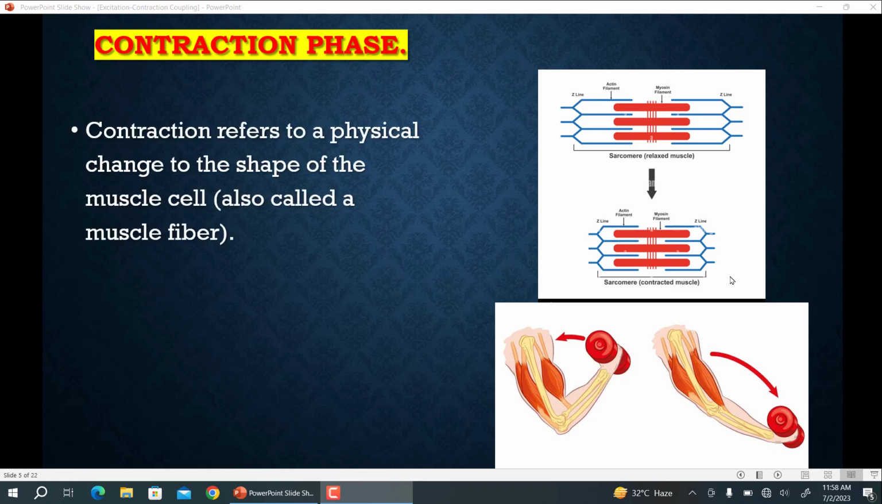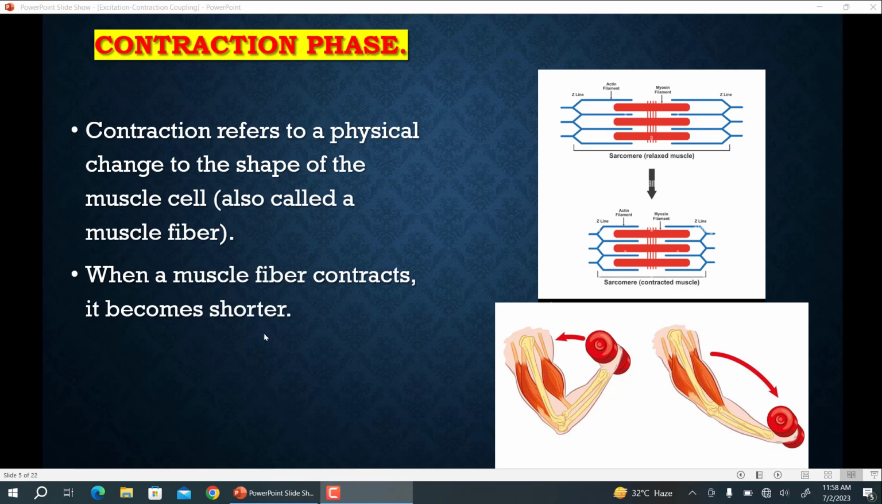Now the contraction phase. Contraction refers to a physical change to the shape of the muscle cell, also called a muscle fiber. So in relaxed form, the muscle cells are long, and when they contract, they become shorter. So when a muscle fiber contracts, it becomes shorter.